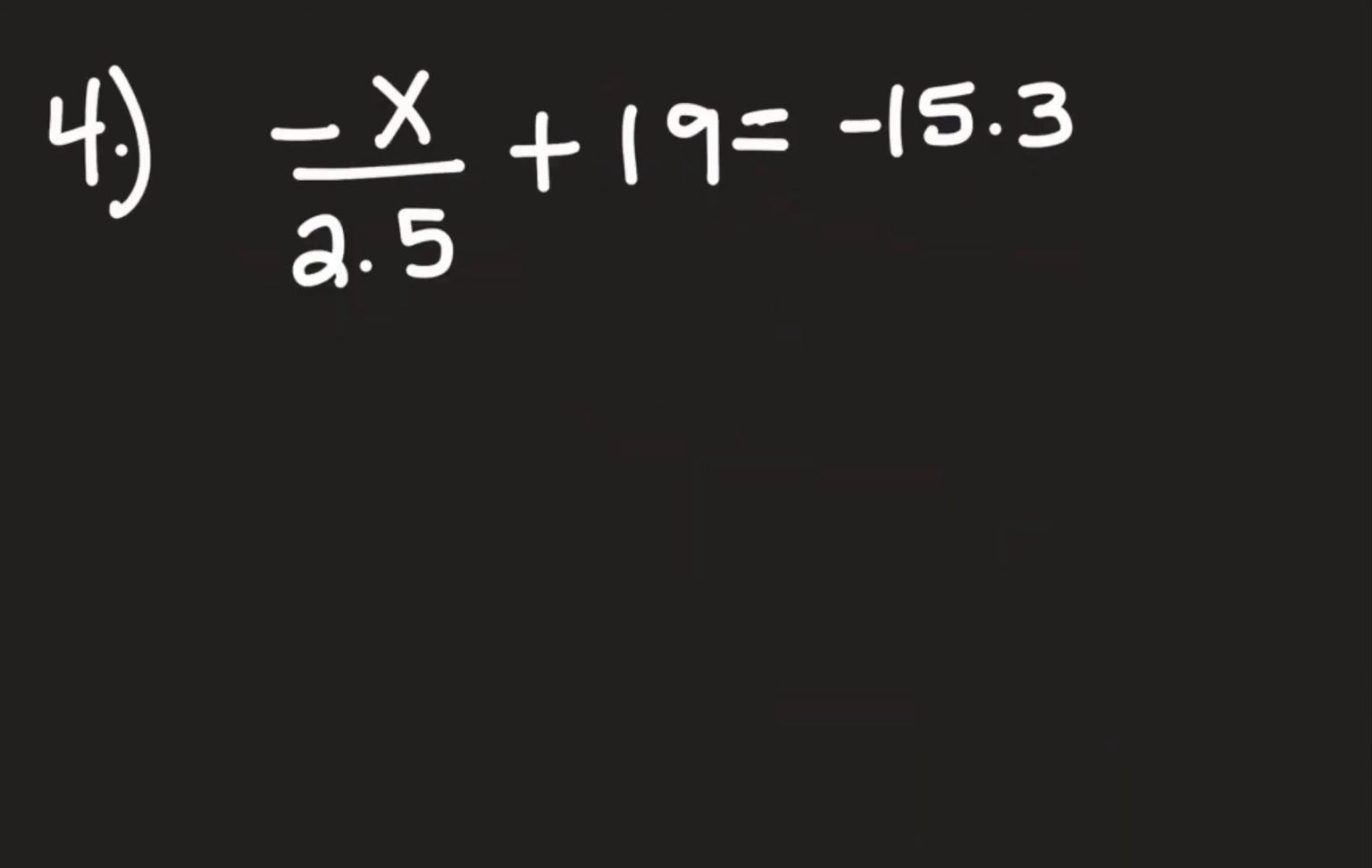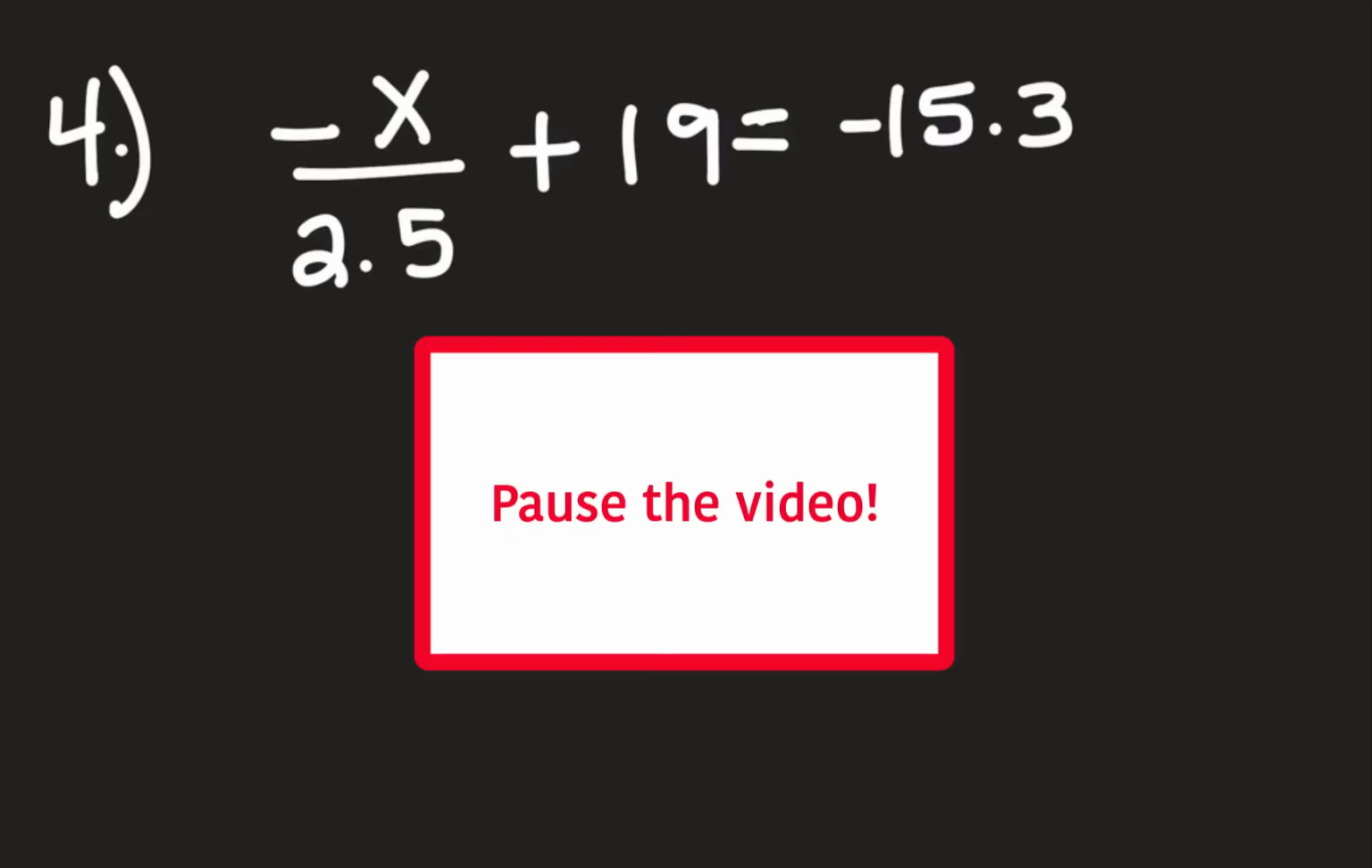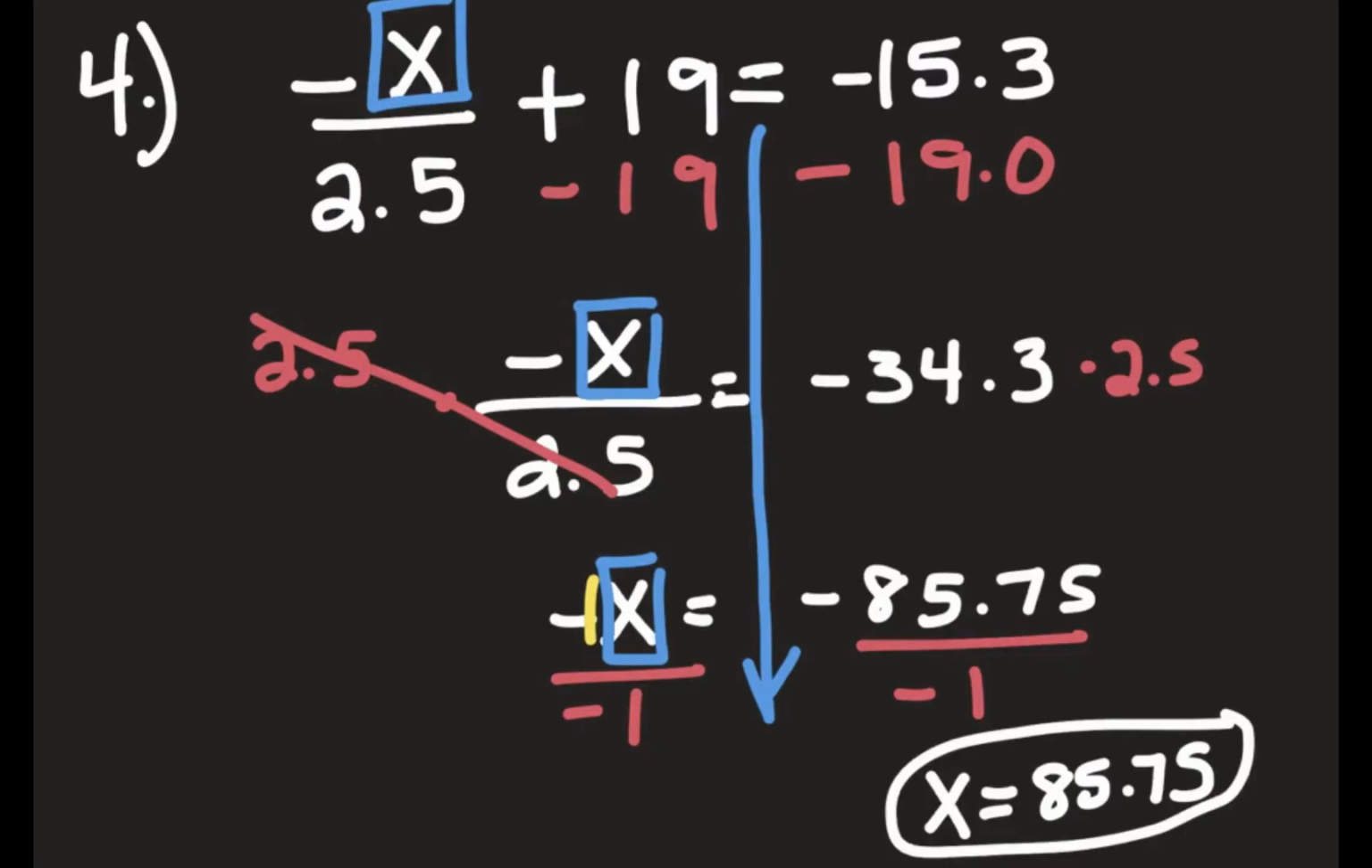Here's example 4. Write it down, and then I'm going to challenge you to solve for x on your own first. Come back and check your answer with mine. Pause the video. When I solve for x here, I get the value to be 85 7/500.